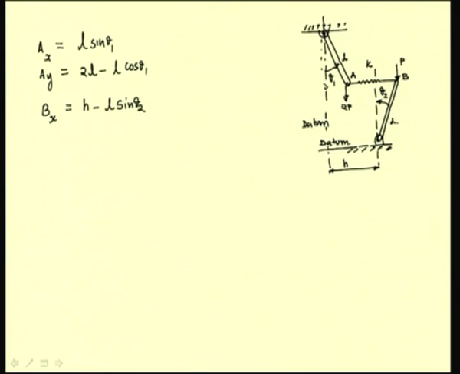Otherwise, we can measure this from the datum, and so this will be 180 minus theta 2, and so we have this quantity as minus L sin theta 2, because this link's position has to be measured from the datum in the positive sense, which is 180 minus theta 2. So, h plus L times sin 180 minus theta 2, which is nothing but minus L sin theta 2. So, same way we can write the vertical position as L cos theta 2.